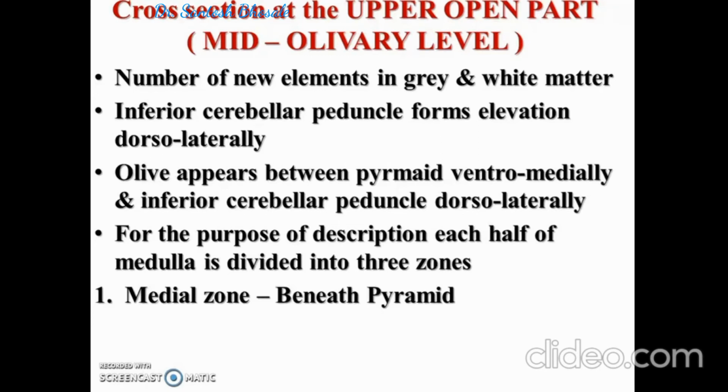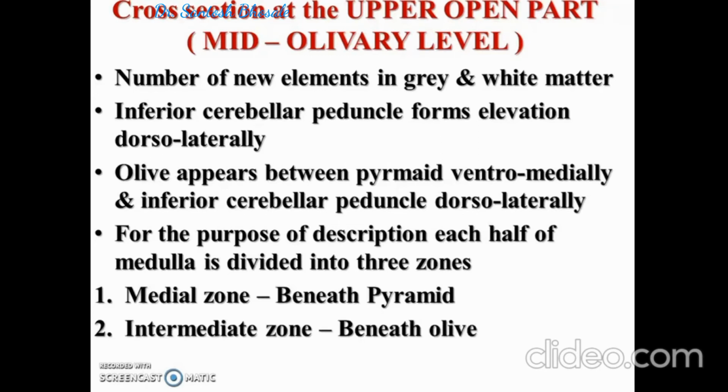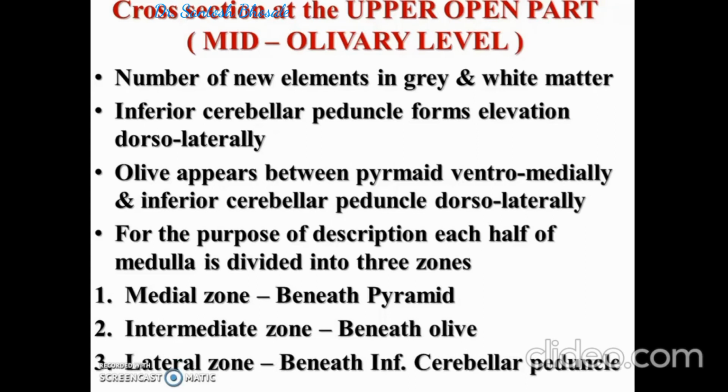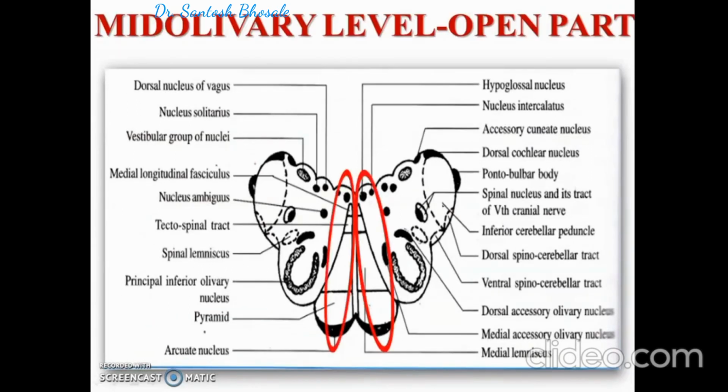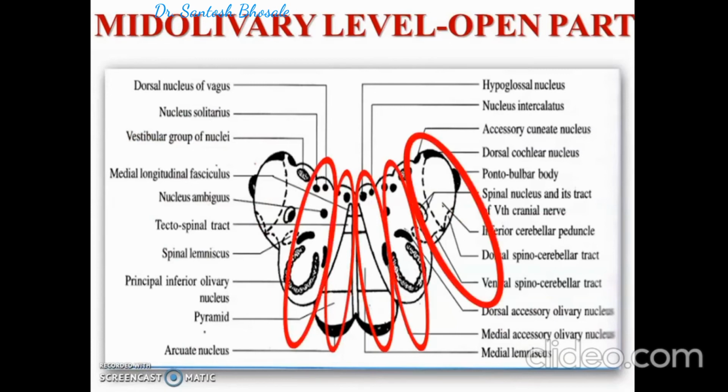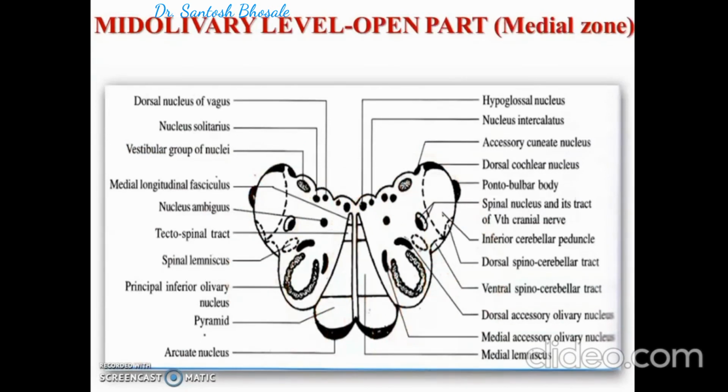peduncle. For the purpose of description, each half of the medulla is divided into medial, intermediate and lateral zone. Medial zone is beneath the pyramid, intermediate zone beneath the olive, and lateral beneath the inferior cerebellar peduncle. First the medial most is the medial zone, then intermediate, then lateral zone. Medial zone is beneath the pyramid, intermediate is beneath the olive, and lateral is beneath the inferior cerebellar peduncle. First we will see the medial zone.